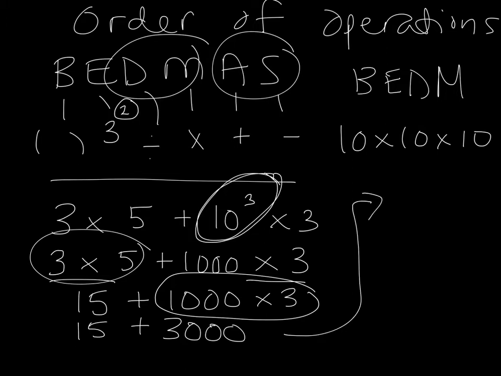And then the next thing, the only choice that we have is the addition part of it. So now we're going to do 15 plus 3,000. And that is 3,015. And that's your final answer.